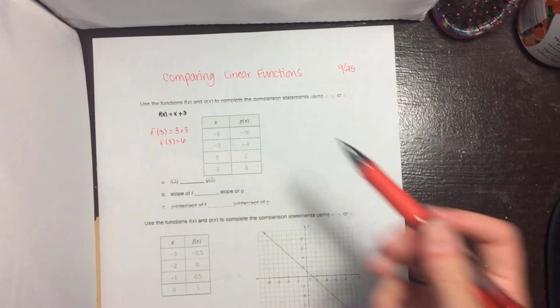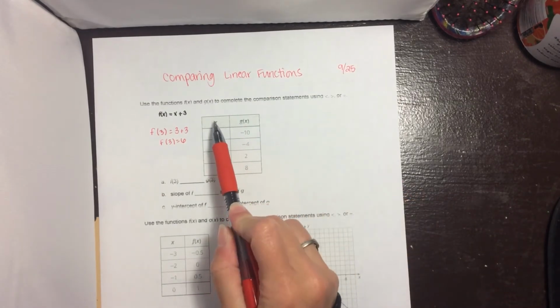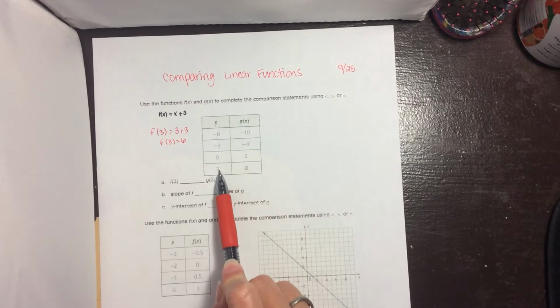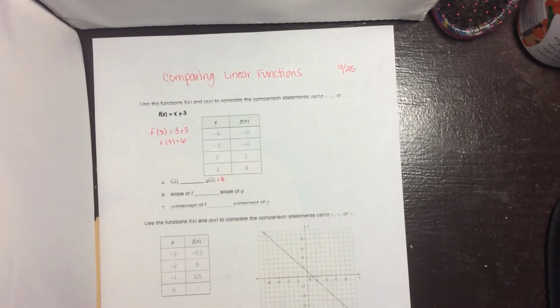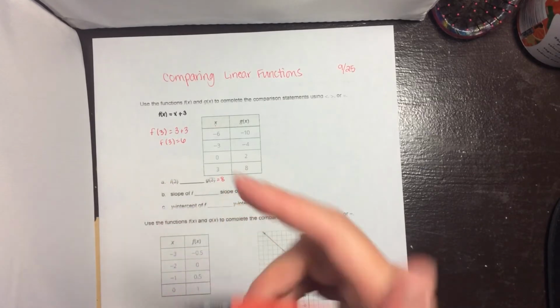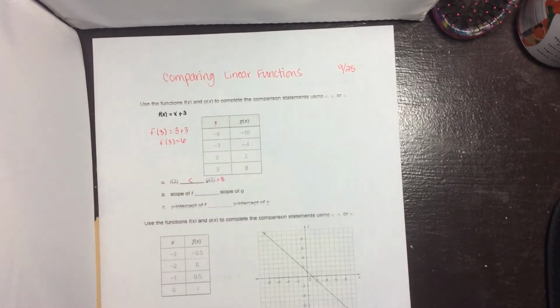Now to find g of 3, that's where x is 3. So on the table, we find where x is 3, and that means g of 3 is equal to 8. So in comparing 6 to 8, we know 8 is the bigger. So f of 3 is less than g of 3.